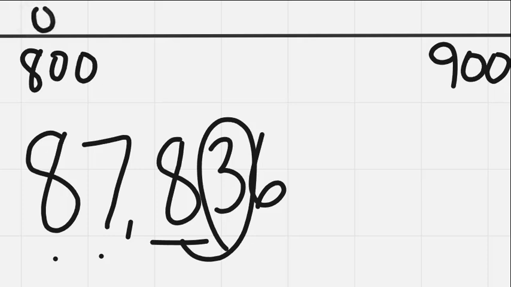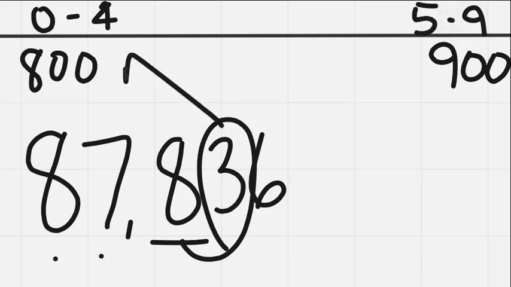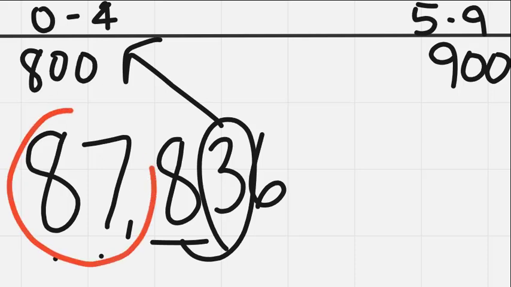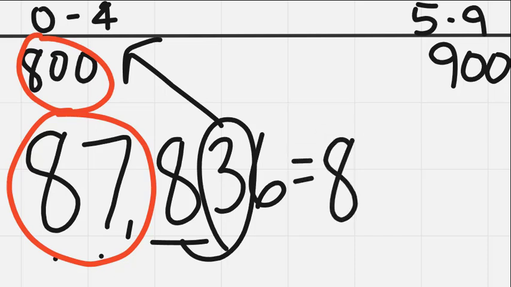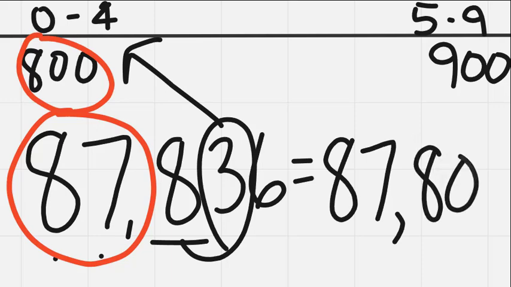If you remember, 0 to 4 will round down, 5 to 9 will round up. The 3 tells 836 to round down to 800. So when we write our answer, we'll write 87,800. We get the 87,000 from the number, and then 800 because the 3 tells 836 to round down. Be sure to check your work.